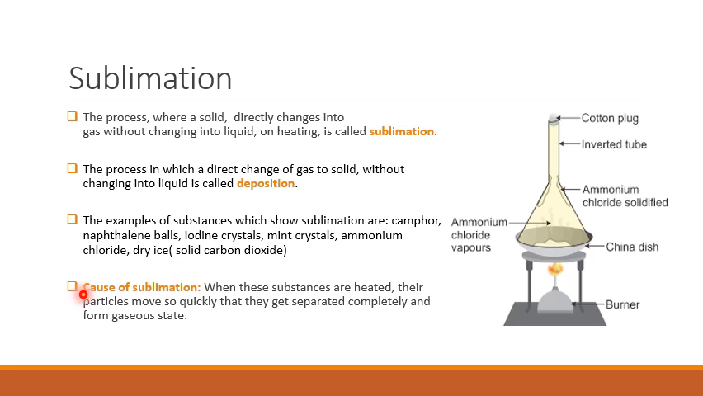Now what are the causes of sublimation? Why do we get sublimation? This is because when these substances are heated, their particles move very quickly and they get separated completely and form the gaseous state. So there is no liquid state in between. As soon as we heat these particles, they convert into gaseous state. So this is the reason for sublimation.